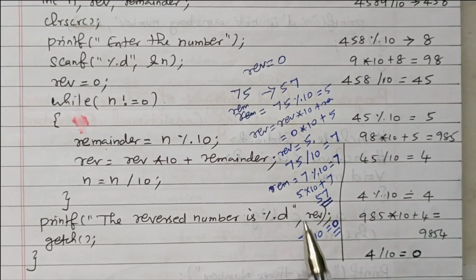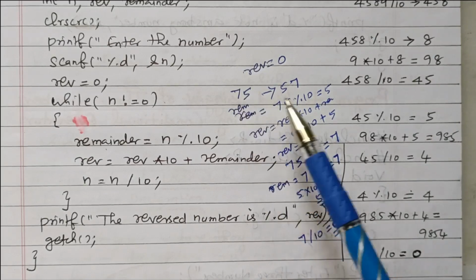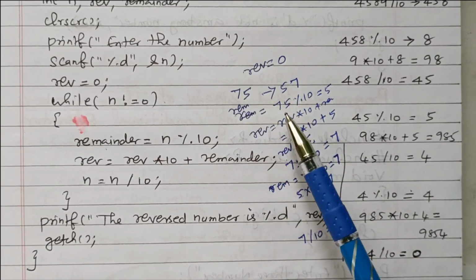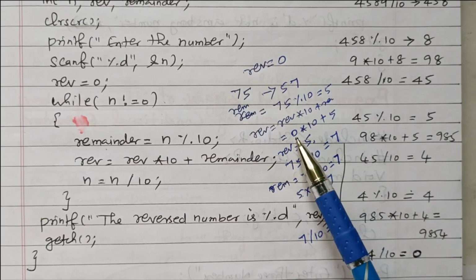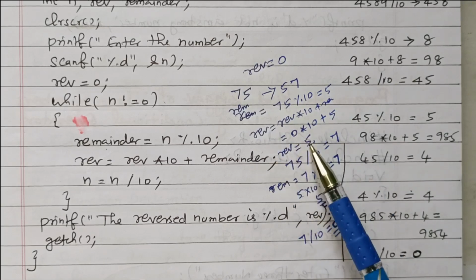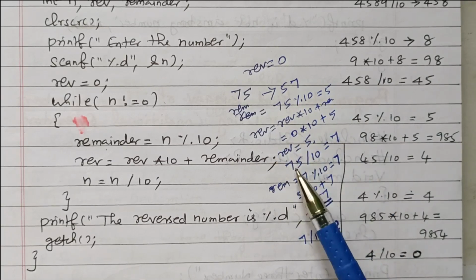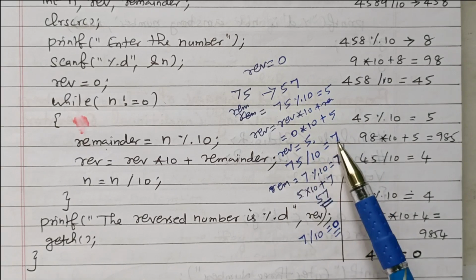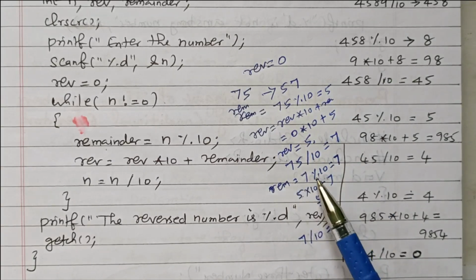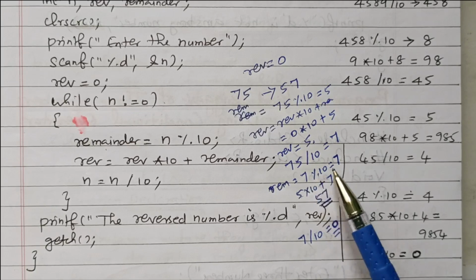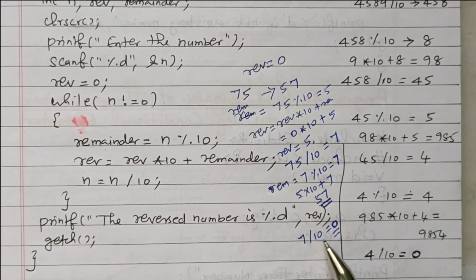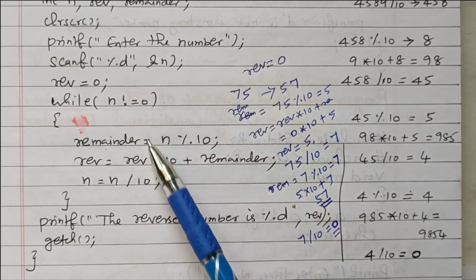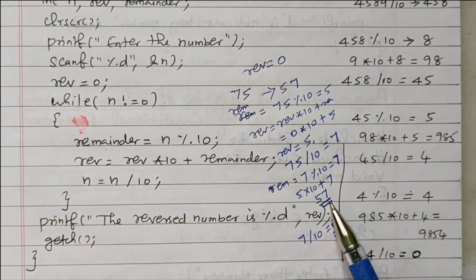So this is one simple example: 75 converted into 57. 75 is first divided by 10, and the remainder we got is 5. That 5 is added with the reverse, so the reverse becomes 5, initially 0. Then 75 is divided by 10 and becomes 7. Now 7 is given to the modulo division by 10, so it is 7. That is added with this expression, so it becomes 57, the required answer. The 7 is again divided by 10, it becomes 0. When it is 0, we can stop the process. This is our required answer.